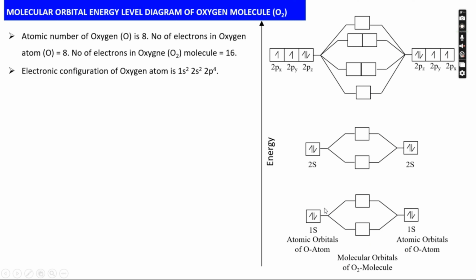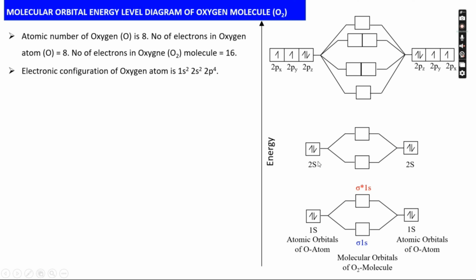As mentioned by MOT theory, a 1s atomic orbital can overlap with another 1s atomic orbital due to energy and symmetry criteria, leading to the formation of two molecular orbitals. Out of the two, one is a bonding molecular orbital, named sigma 1s, since s orbital overlapping with another s orbital can lead to the formation of only a sigma bond. Automatically, the corresponding antibonding molecular orbital is named sigma star 1s.